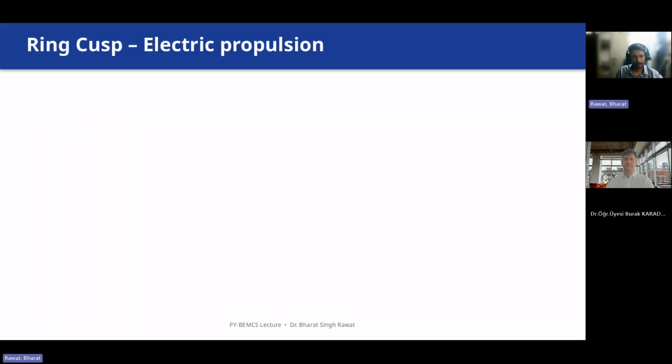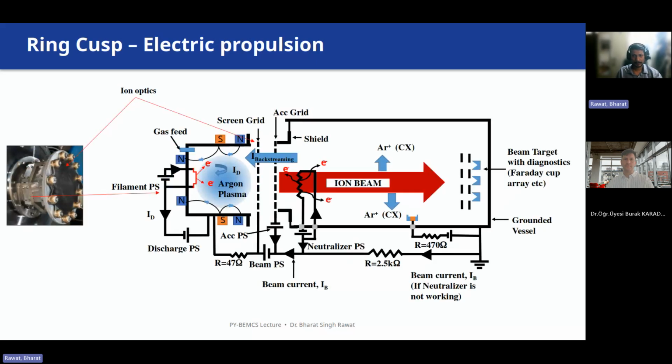Now I come to the main application, the electric propulsion and the ring cusp ion source. This is just a schematic of the ion source which I had during my PhD. So here is the ion source, and here is the schematic.